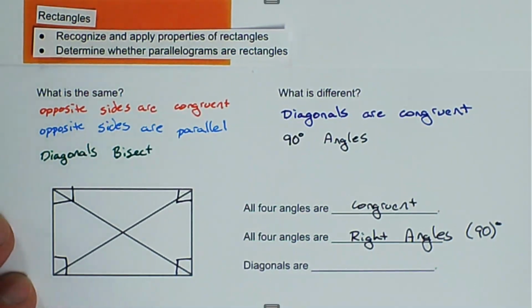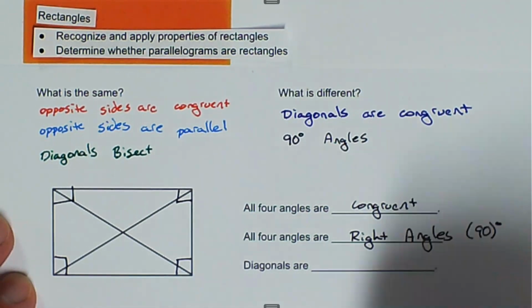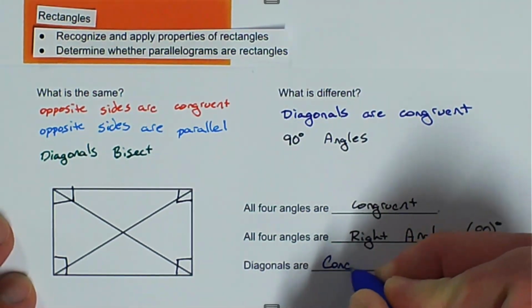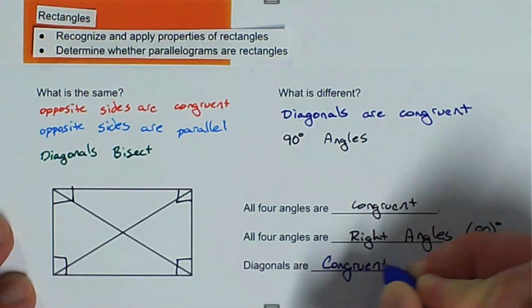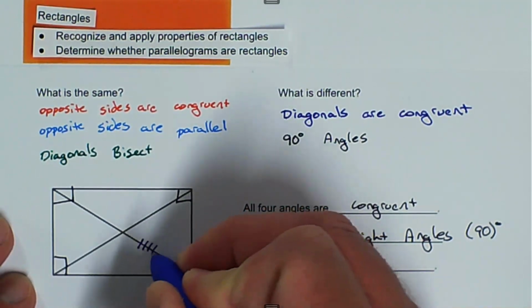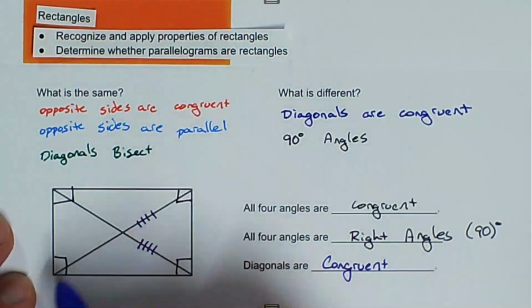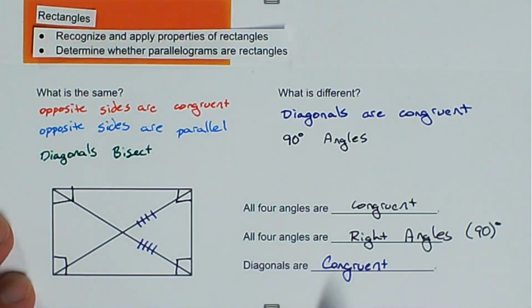And diagonals are congruent. So the diagonals of a rectangle are congruent.